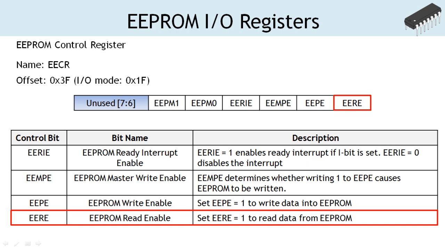The EEPROM read access takes one instruction and the requested data is available immediately. When the EEPROM is read, the CPU is halted for 4 clock cycles before the next instruction is executed.